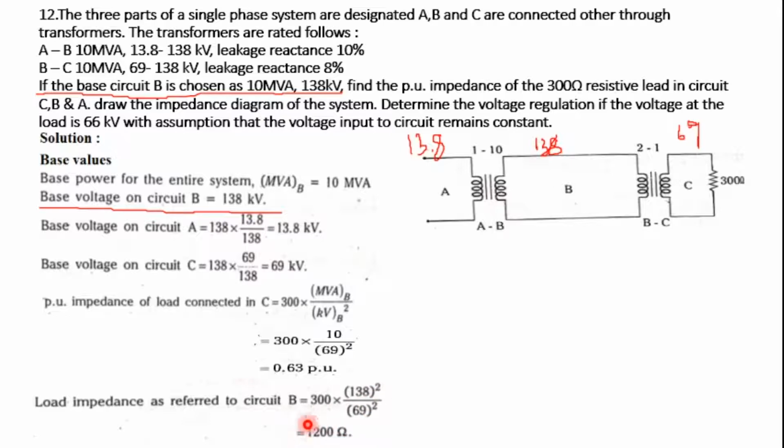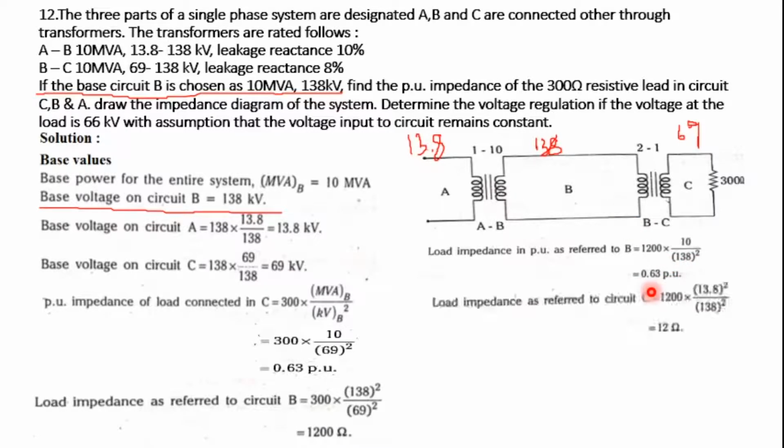So considering it as a voltage ratio, 1200 ohm we get across the secondary circuit. So we have to convert this into per unit. What is the value in ohms I got across the circuit B? 1200 ohm, with 10 MVA divided by the base voltage of 138 squared, so I get 0.63 per unit.